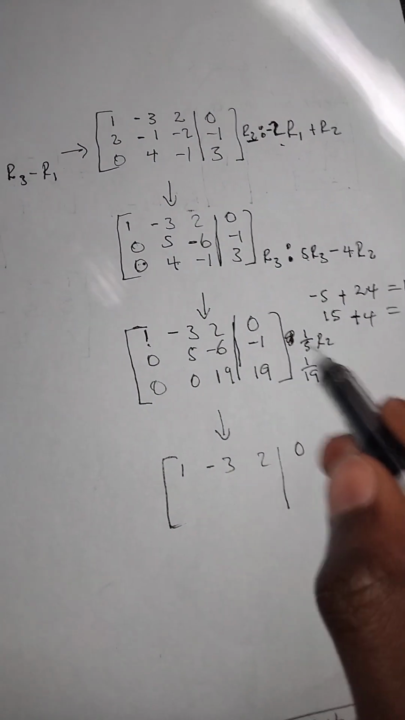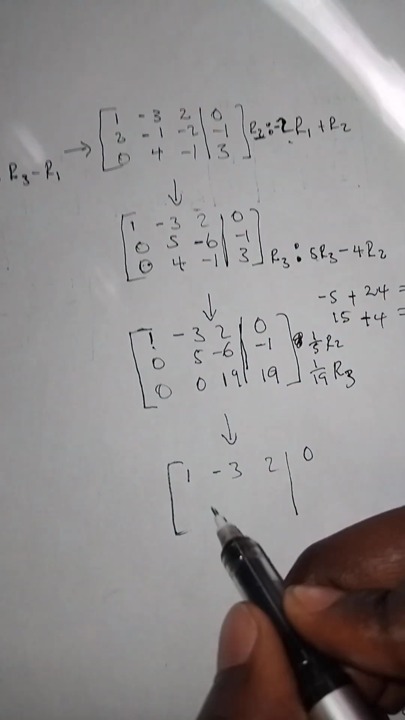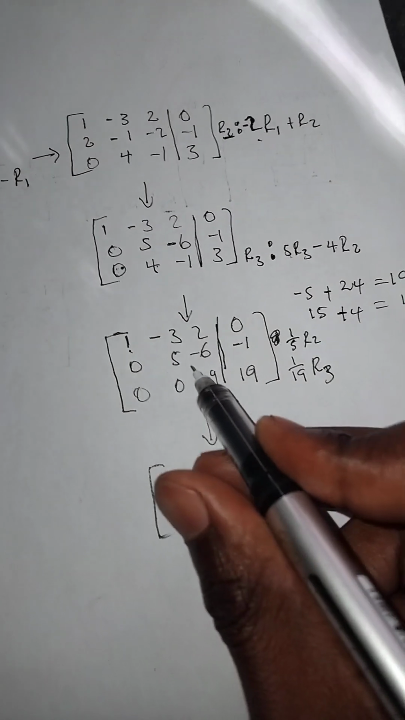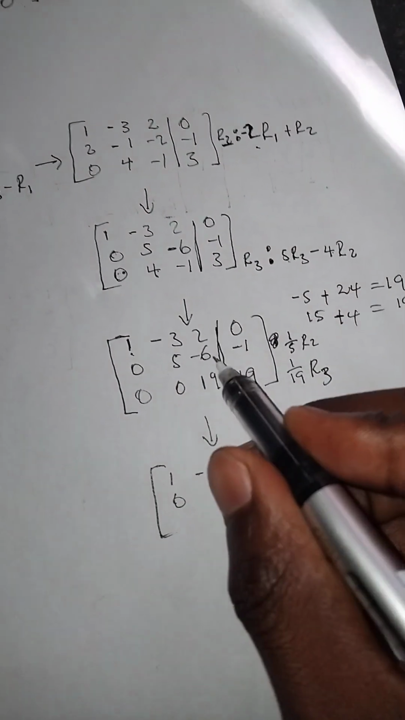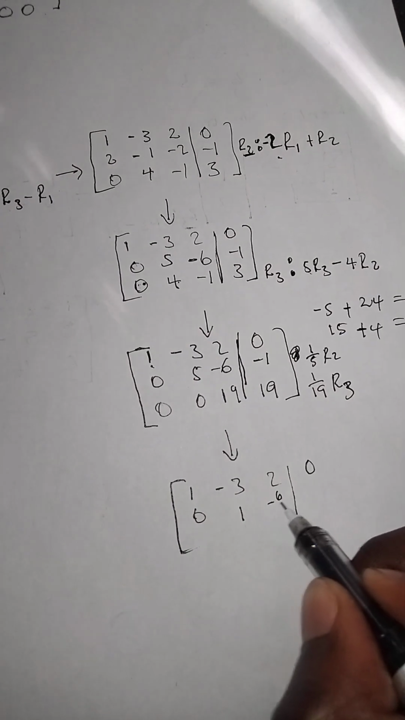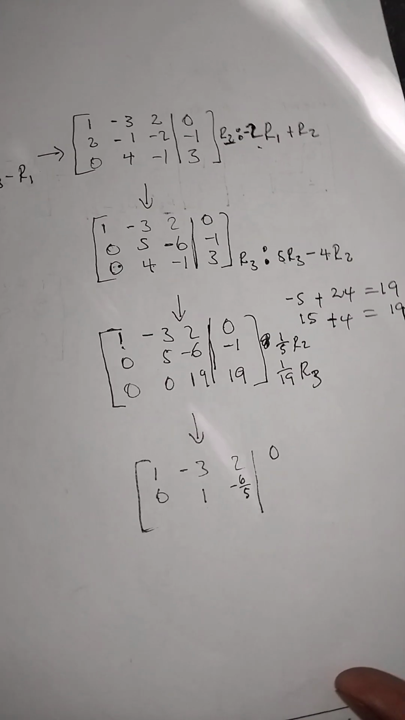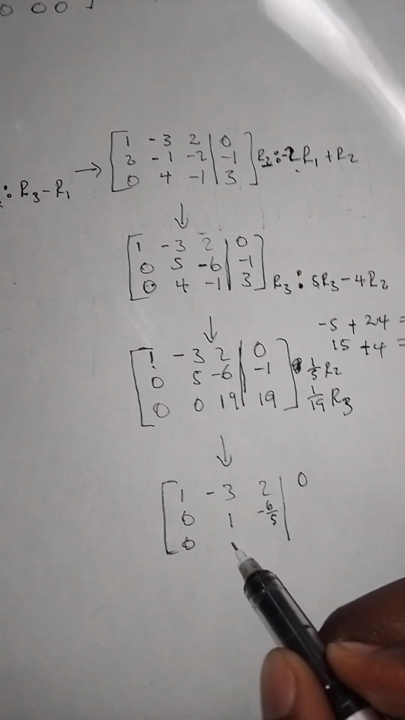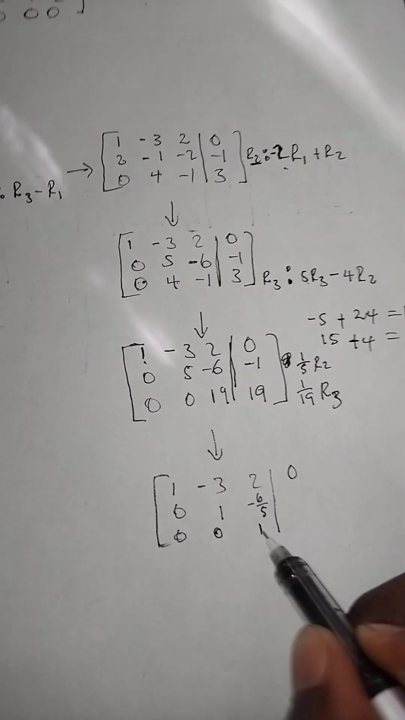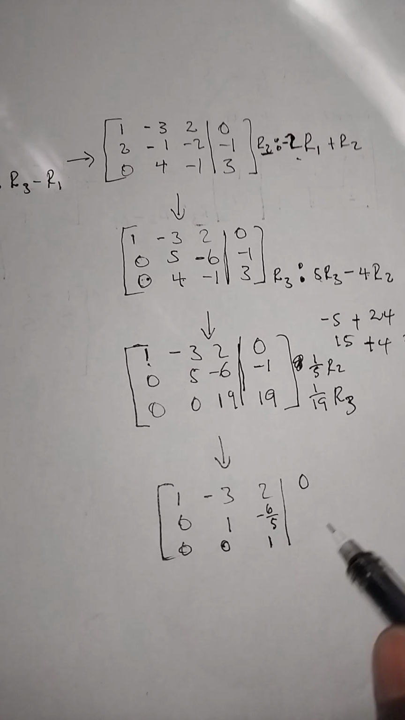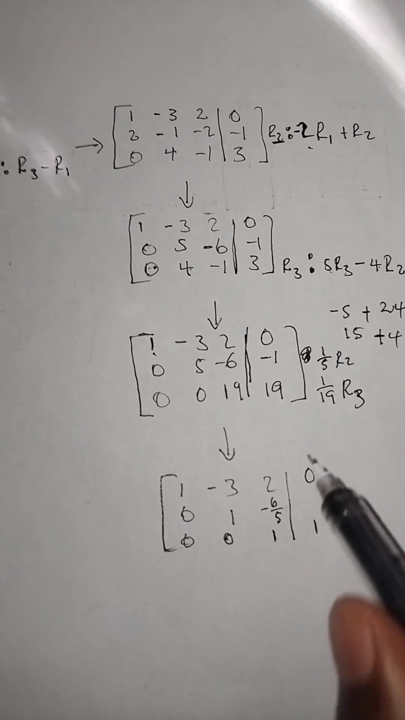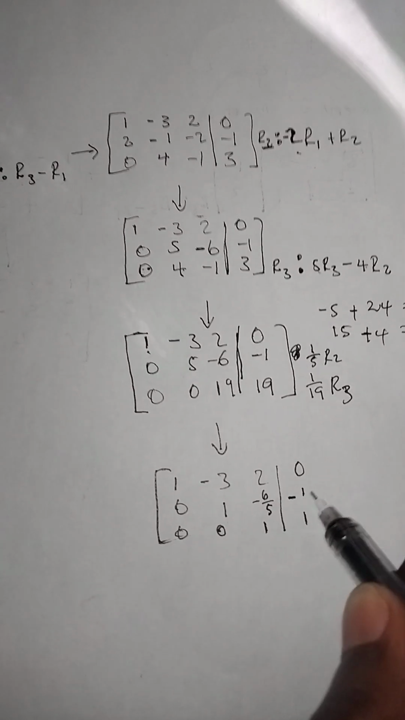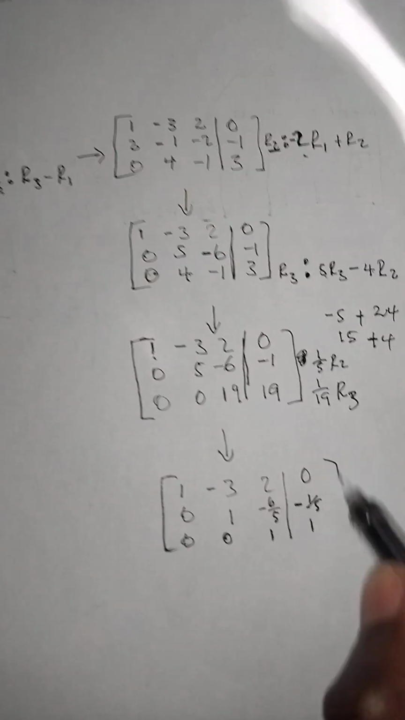Then when we multiply this row by 1 over 5, here we still get a 0, and here we're going to get 1, and here we're going to get minus 6 over 5. Then here, when we multiply by 1 over 19, it's still 0, 0. Then we obtain a 1 there. Then also here we obtain a 1. Oh, I forgot this side. That's going to be minus 1 over 5, like that.